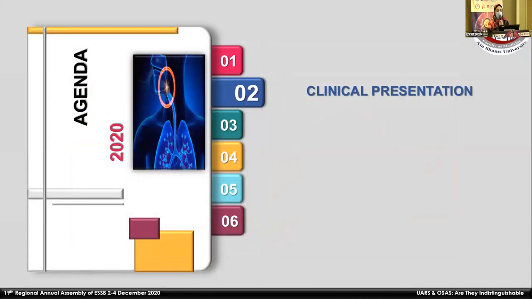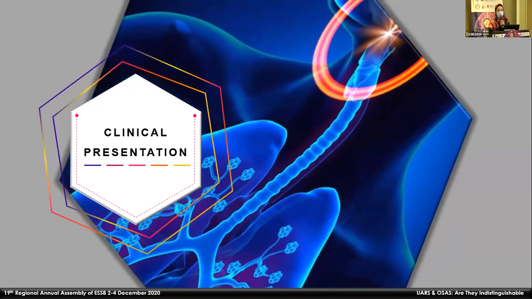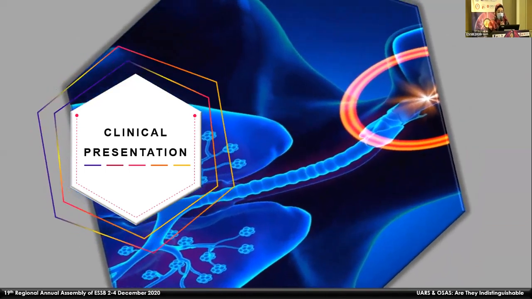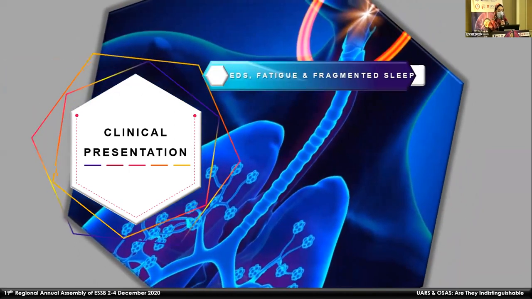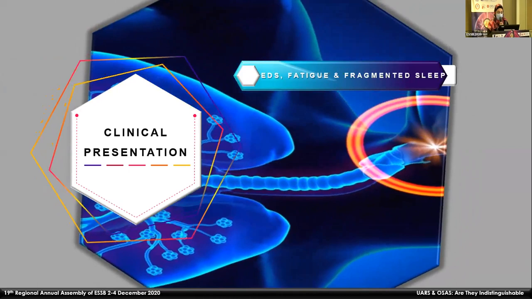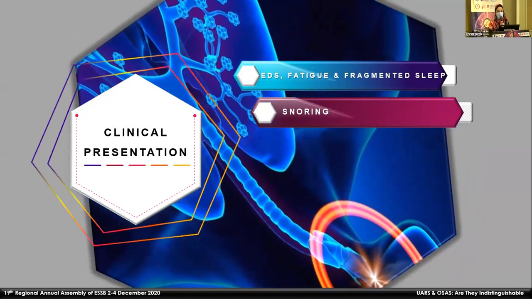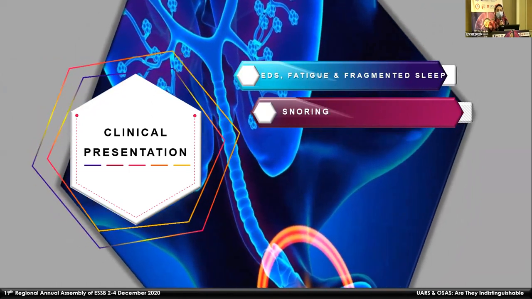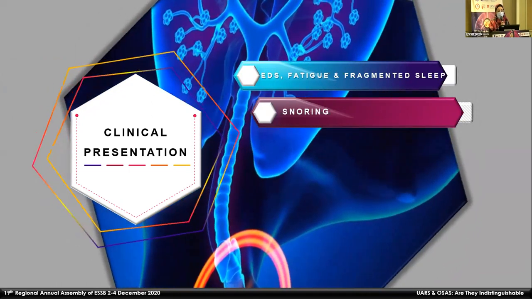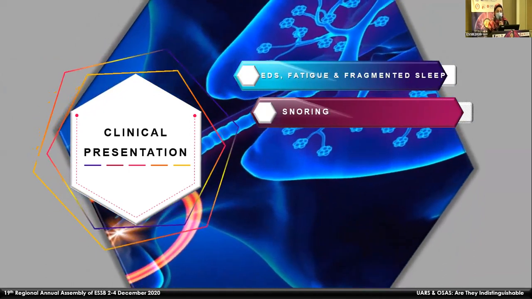Coming to the clinical presentation, for most sleep specialists, it's difficult to discriminate between the two diseases. That's because both can present with excessive daytime sleepiness, fatigue, and fragmented sleep. Most of the cases are snorers. For most of the patients with obstructive sleep apnea, snoring is common. And for nearly 80 to 85% of patients with upper airway resistance syndrome, snoring is present.